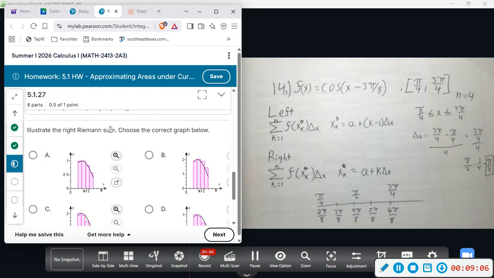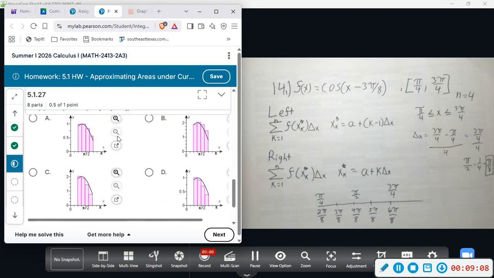All right, now we want to illustrate the right Riemann sum. So that's kind of what we were just looking at. Again, I would get rid of the ones that go to a height of 2, so B and C. And then D would be the one that best matches the right corner point of that box touching the line and then going and making your box.